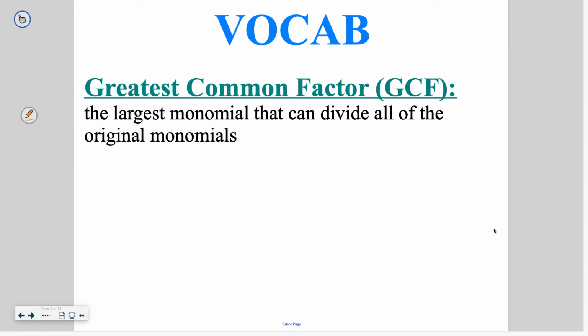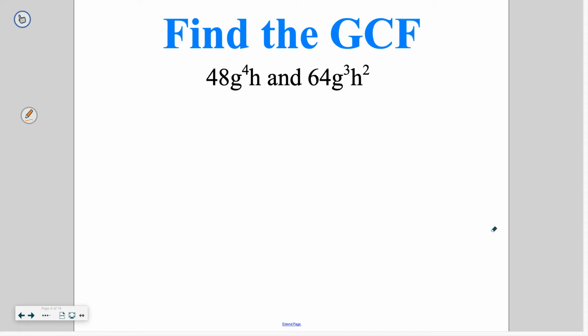So a quick reminder, GCF is the largest thing that can divide a pair or a group of numbers. In this case, our GCF is going to be a monomial. So it might be a singular number, it might be a singular variable, or it might be a combination of numbers and variables. But we're going to be able to take that factor out of the other pieces within a certain group. So, finding a GCF.